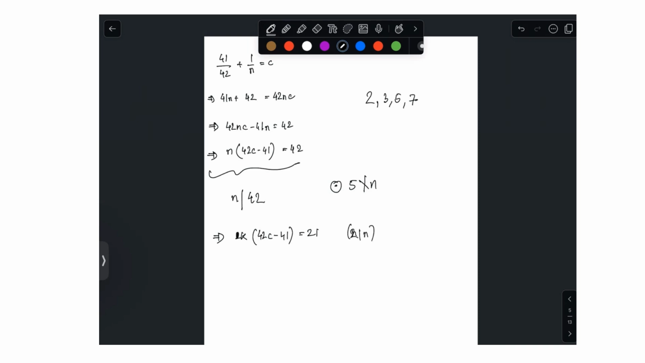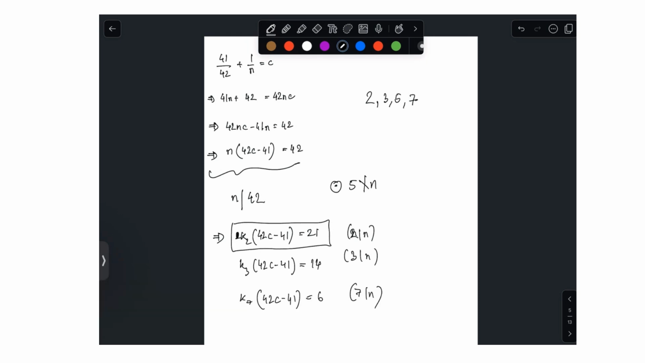For 3 divides n, it will be, let's say k3, 42c minus 41 is equal to 42 by 3, that is 14. For 7, it will be the same thing, 6, right? So let's take this case. Now let's do the logic from here.